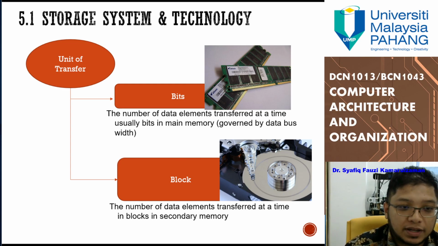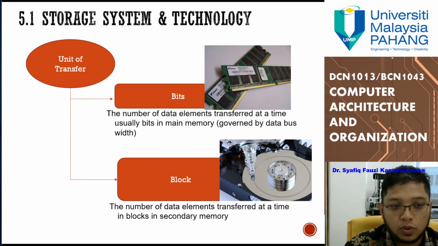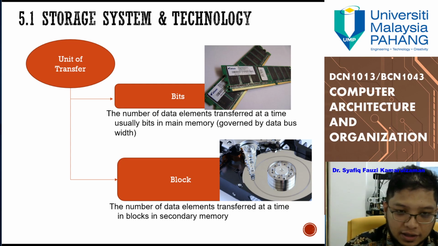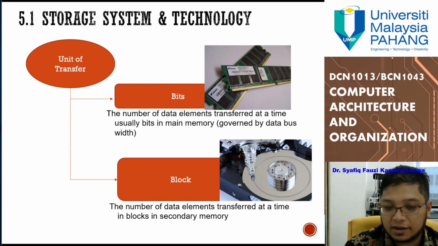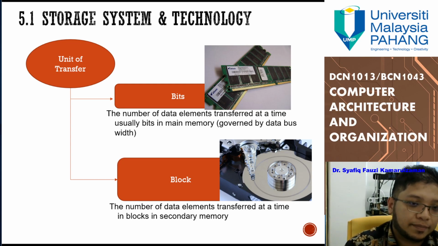So the number of data elements transferred at a time in blocks in the secondary memory depends on the instruction of the CPU itself. If the CPU wants to transfer a certain amount of data into the hard drive, usually they will transfer it into the RAM first, and the RAM will store it inside the drive according to the block.